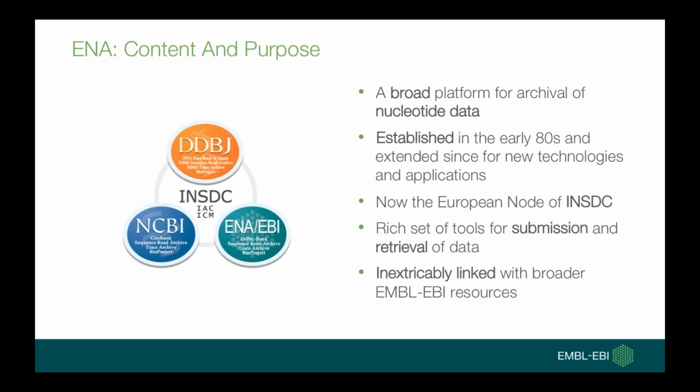So ENA is a very broad platform for archival of nucleotide data. We take all kinds of different sequences, pretty much anything that doesn't have a data control policy, anything with human identifiable data. Anything that doesn't fit that category, we take. We've been running since the early 80s and have been extended since as new technologies and applications have come along. And now we are fully online as of a decade or two ago.